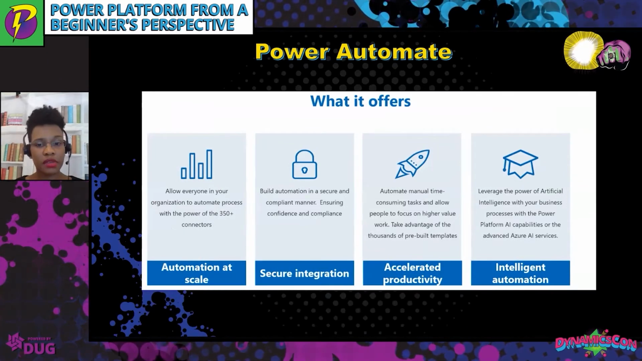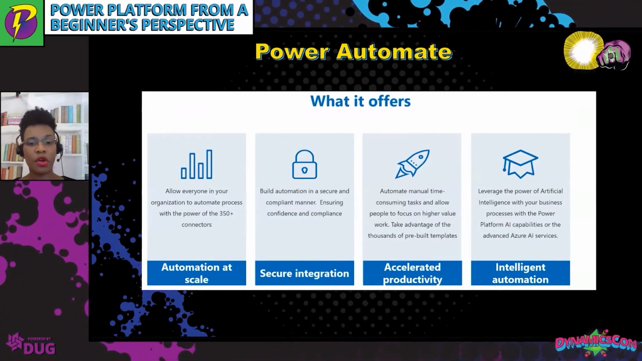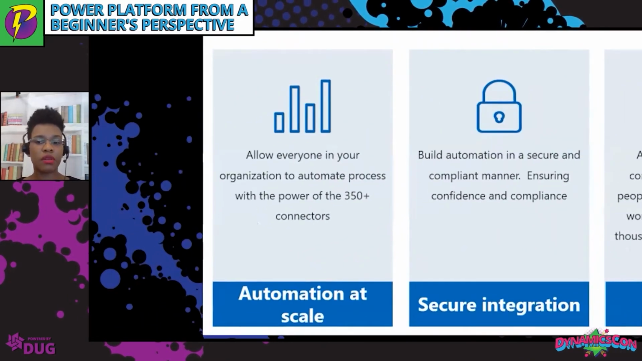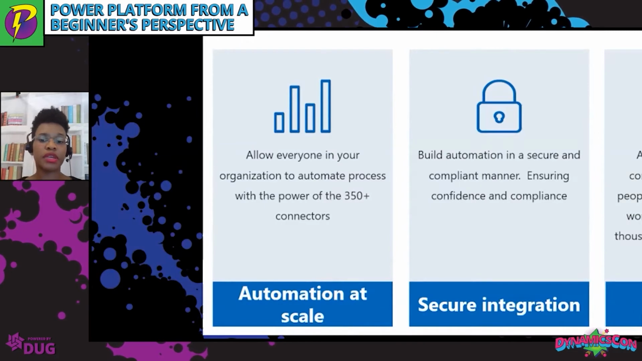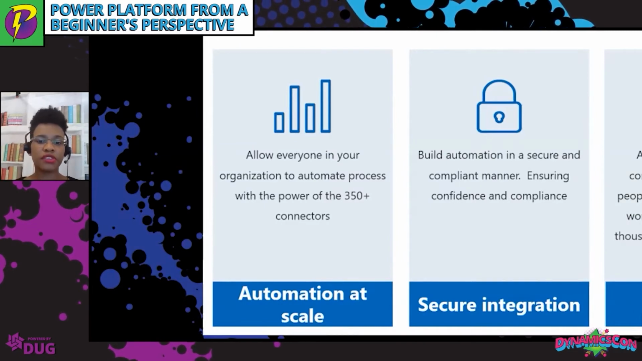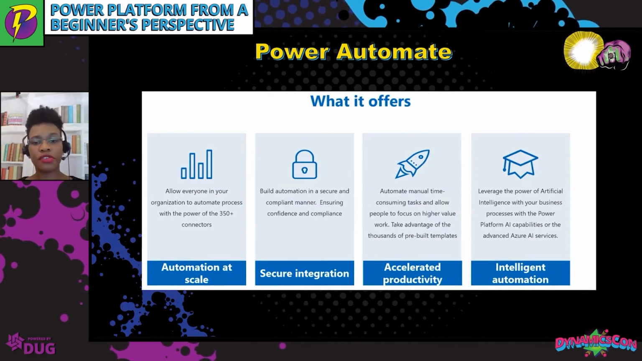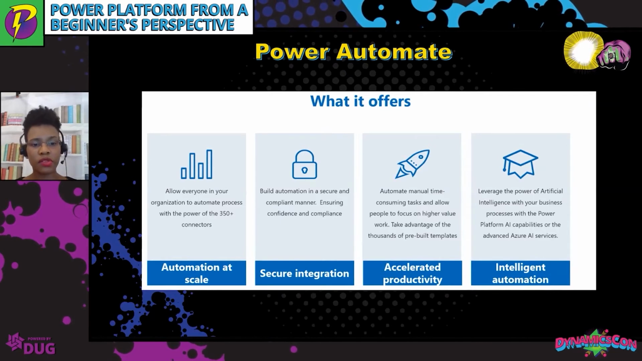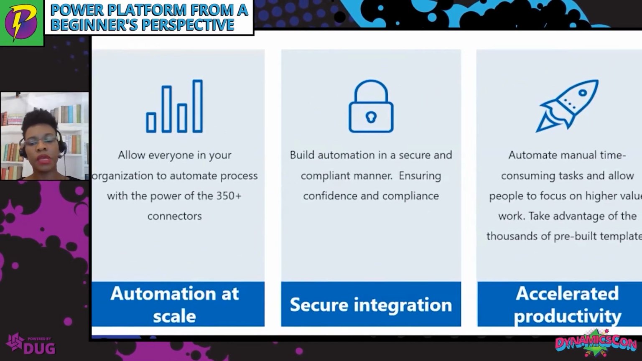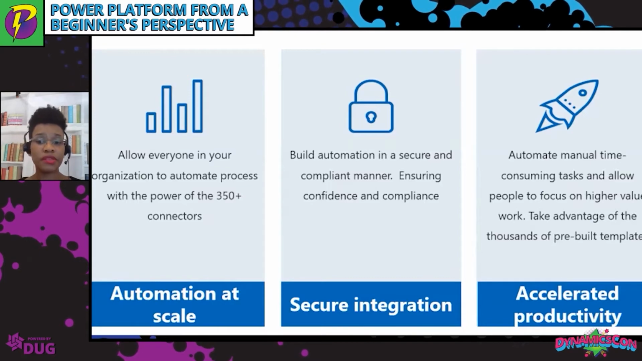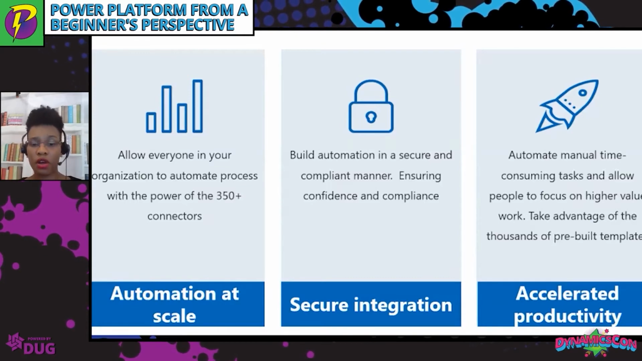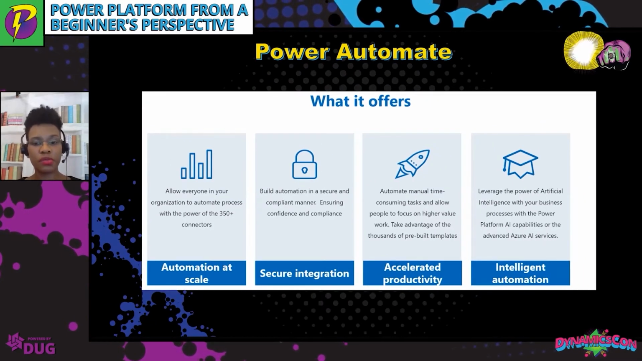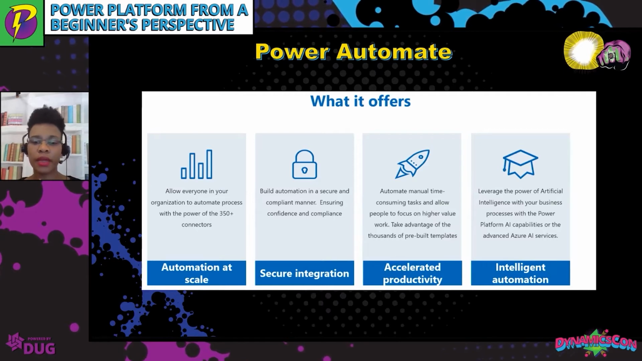So some of the other offerings of the Power Automate tool on the Power Platform is automation at scale. You can efficiently scale automation across your organization, allowing everyone in your organization to automate workflows using their favorite on-premise or cloud-based apps. And as the slide's showing you there, we've got secure integration. Power Automate securely integrates automation at every level of your organization, which can see users confidently build and execute automated workflows in a secure and compliant manner.